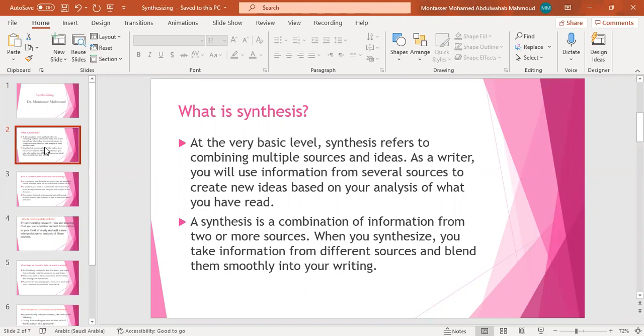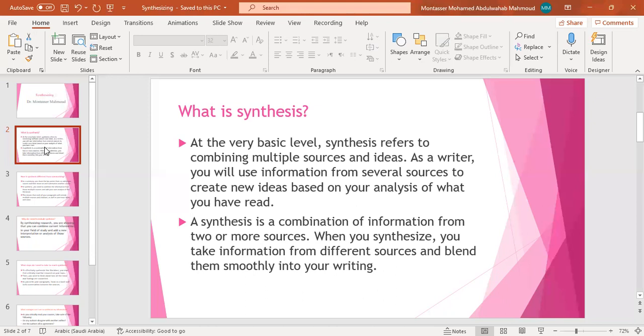Since you are synthesizing, you are going to combine multiple sources, multiple ideas. And you, as, inshallah, a future writer, will use information from several sources to create new ideas. These new ideas, which you are going to create, are based upon your analysis of what you have read. So you will find different ideas in different sources.